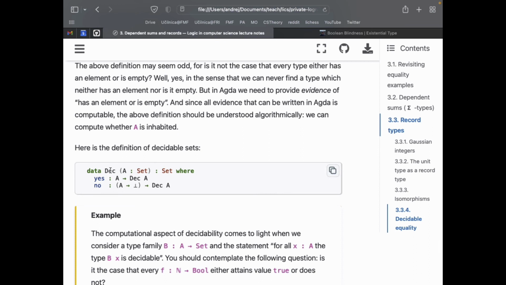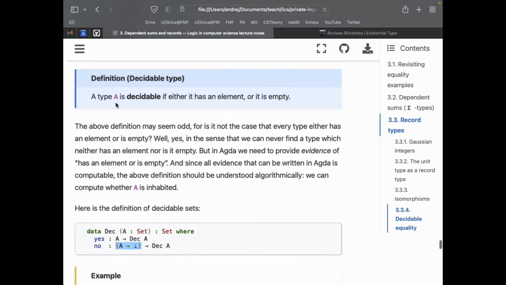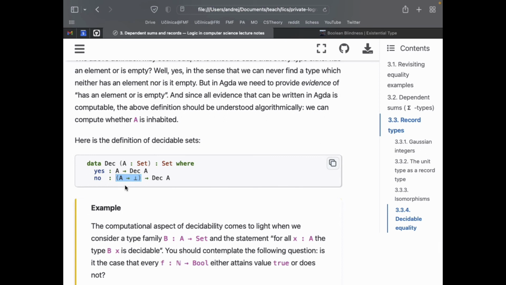By the way, this will also feature tomorrow in the exercises. So when is a set decidable? There are two options. One is, yes, it's inhabited. You give me an element of A, and now I know that it has an element. But the other option is that you give me a proof that A is empty, because a map from A to bottom is a proof that A is empty. The only way you can have such a map is if A is empty. So in fact, the fact that A is decidable is an element of this data type.